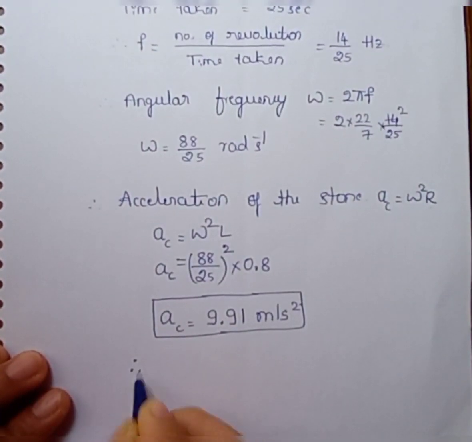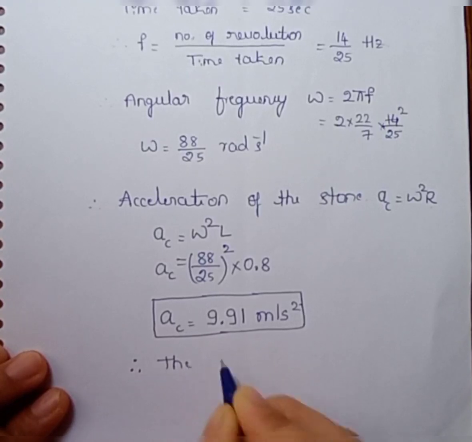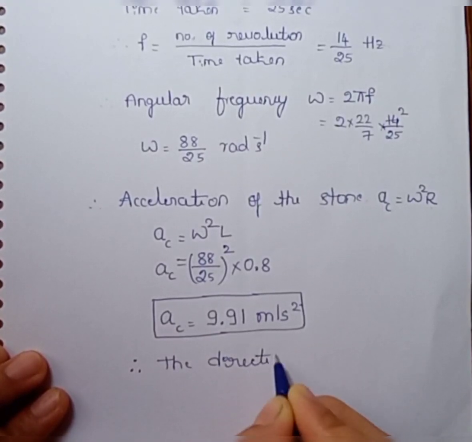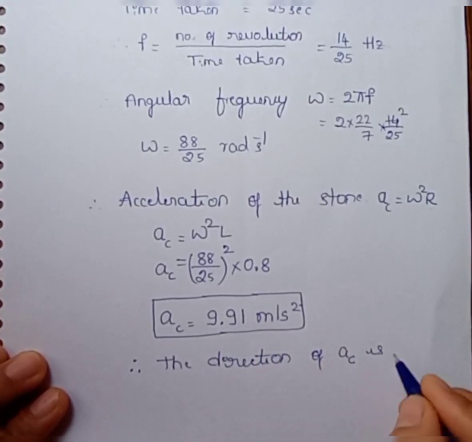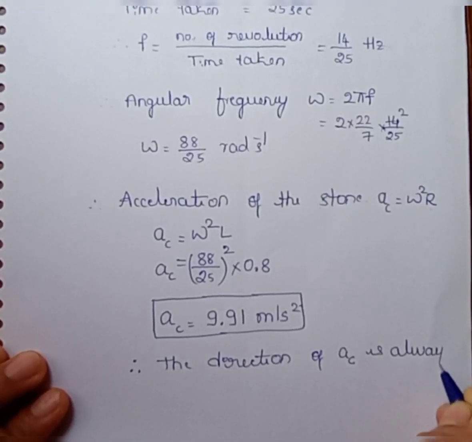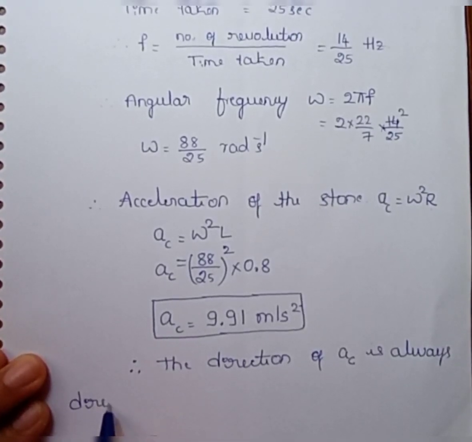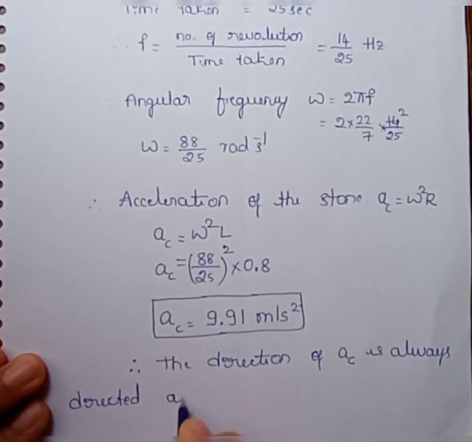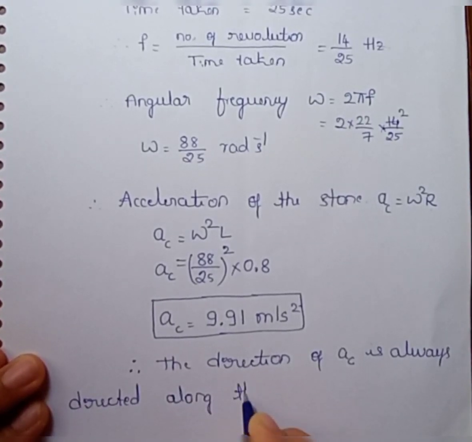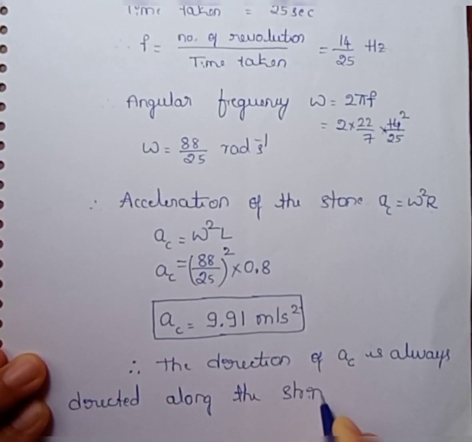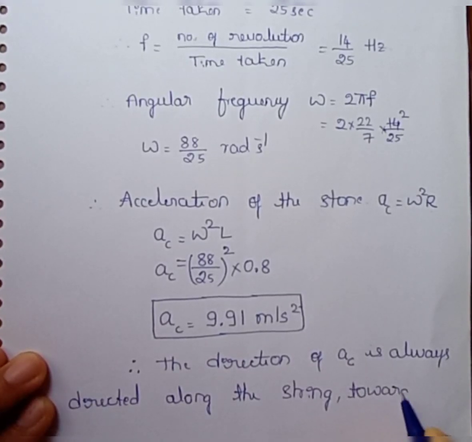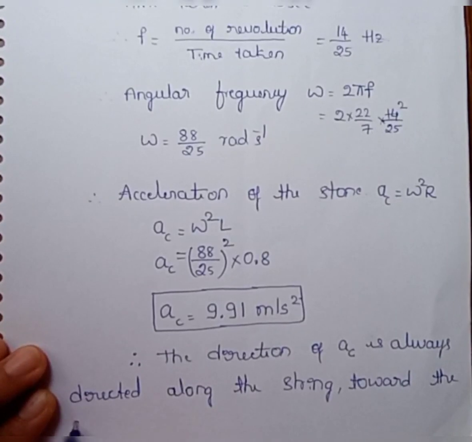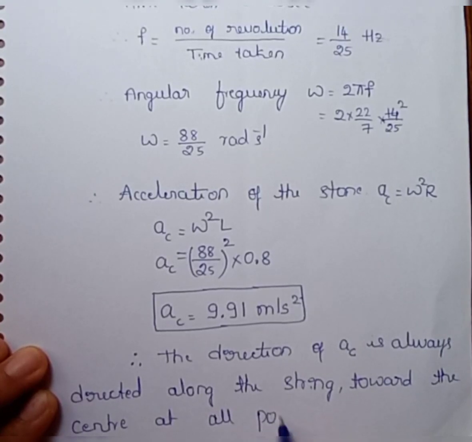Therefore, the direction of acceleration AC, which is 9.91, is always directed along the string, toward the center at all points.